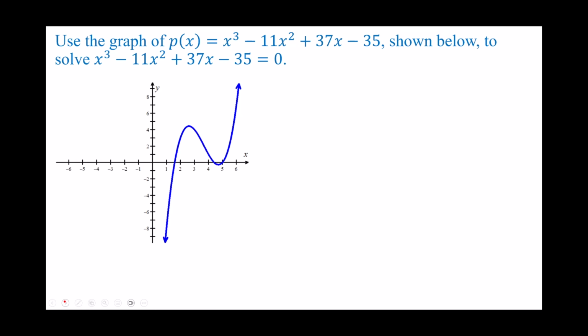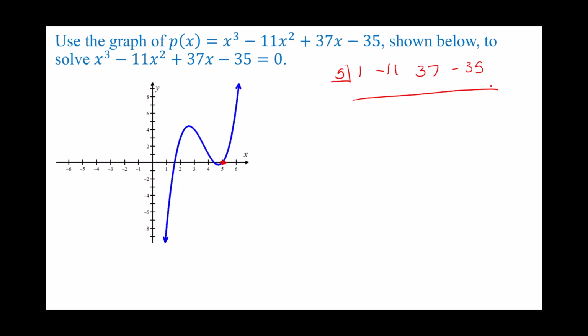Let's use the graph to solve this equation. We have x cubed minus 11x squared plus 37x minus 35 equals 0. That one does not look easy to factor, but I do know, looking at the graph, that we have an x-intercept at 5. So I'll start with synthetic division using 5. We have 1, negative 11, 37, negative 35. And let's do our synthetic division. We should get a remainder of 0 because 5 is a 0.